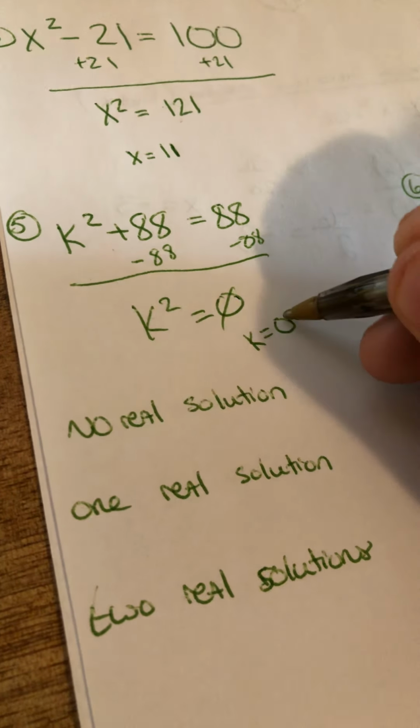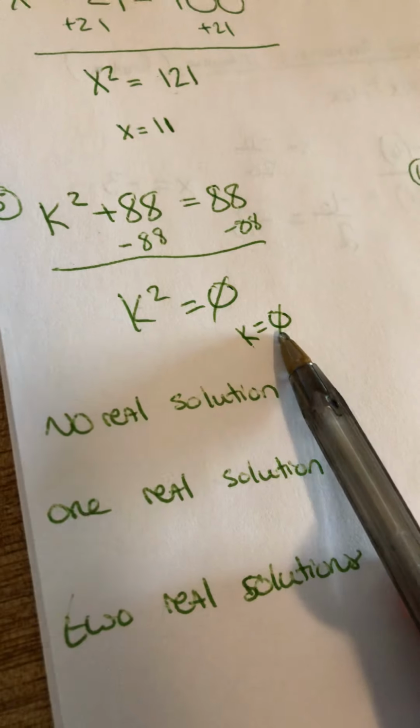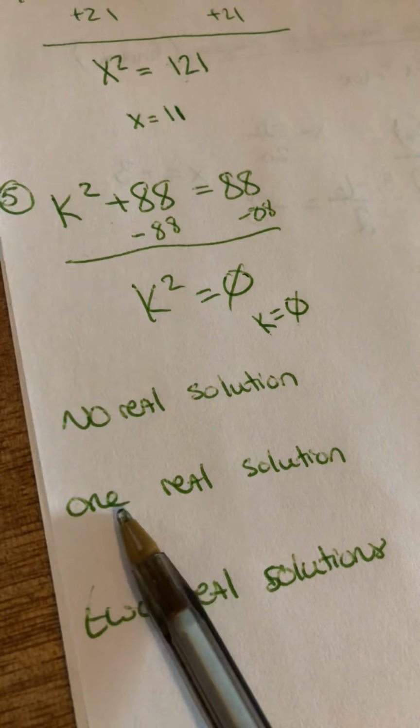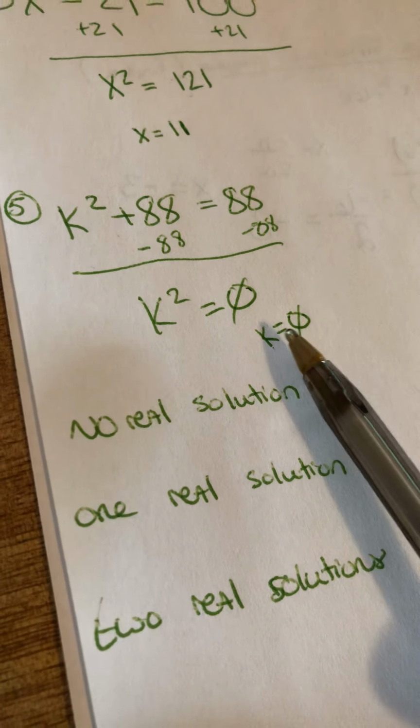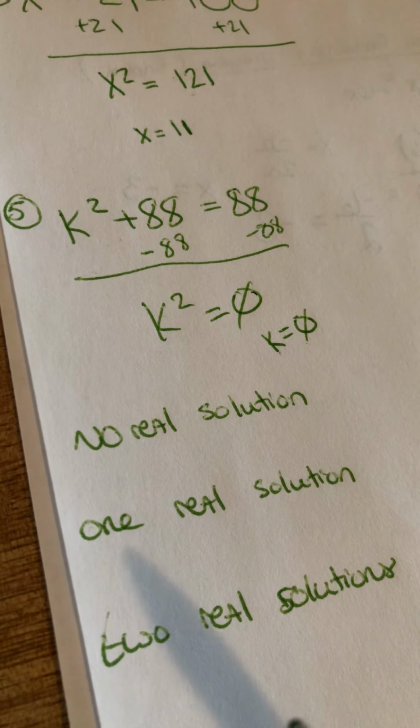And since k can't be negative, that's where you get your one real solution. It does not matter what Coach Payne has always said. There's no such thing as a negative 0. All right.